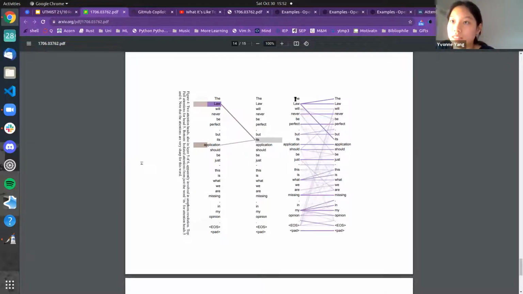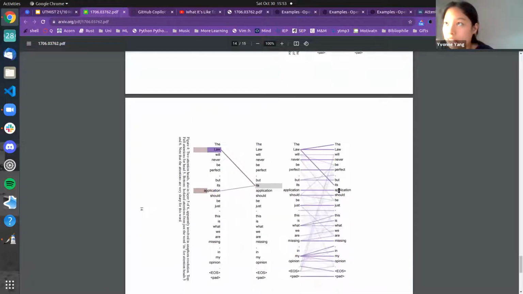So take a look at this sentence. The law will never be perfect, but its application should be just. This is what we are missing, in my opinion. So for example, when you're translating this sentence, maybe you're looking at the law, and maybe you should associate it to this one, this "it" right here, because it's referring to the law, right? So when you're translating, you should pay attention to this word. And so this graph is showing you which words associate to which other words in the sequence very strongly. So intuitively, this really makes sense, right?